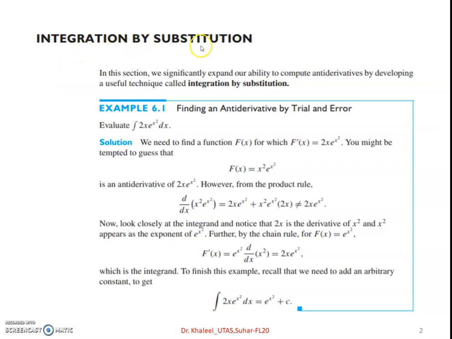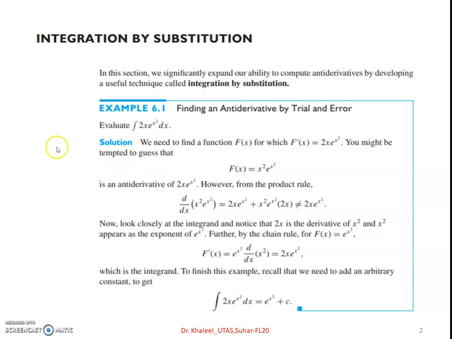First, integration by substitution. Let's consider an example: the integral of 2x e to the power x square dx. Here we use the trial and error method. What is the meaning of trial and error? We guess and try to get the answer. If we don't get it, we make another guess and try again. Our guess may be right or wrong, depending on whether we get the answer or not.